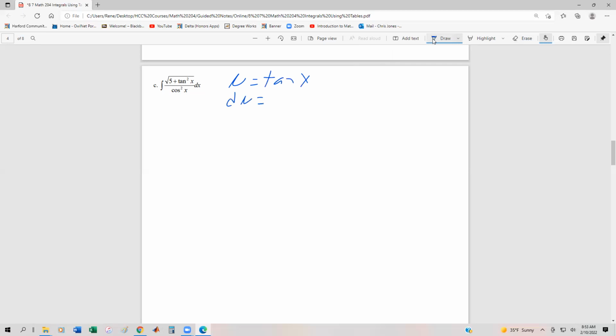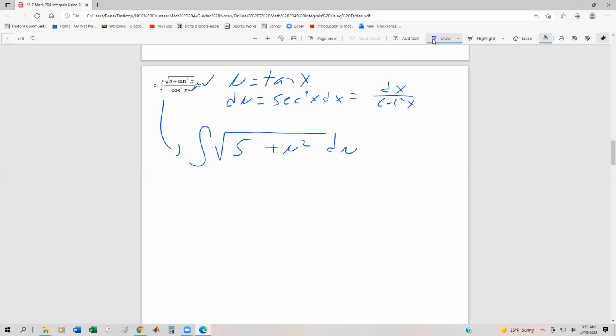And then the du is going to be sec square x dx, which is the same thing as dx over cos square x. And that's something that we can at least try to use, okay? So when we substitute, now we get the integral of the square root of 5 plus u square du. And from here, we're going to try to use the table. All right, so let's go back to our table and see what happens.